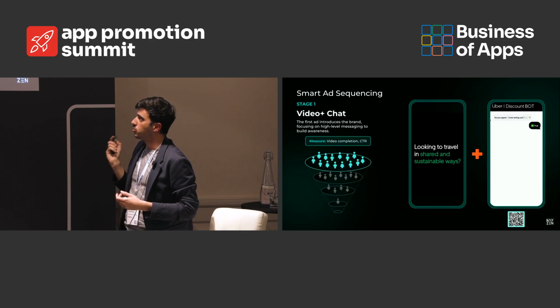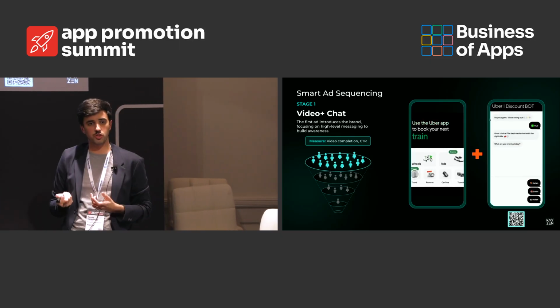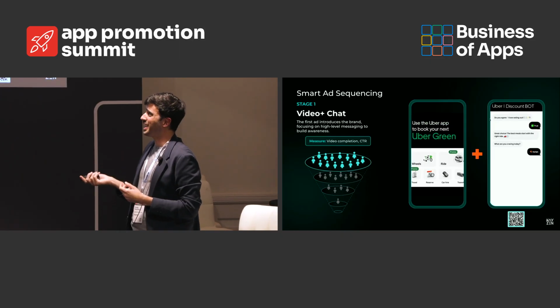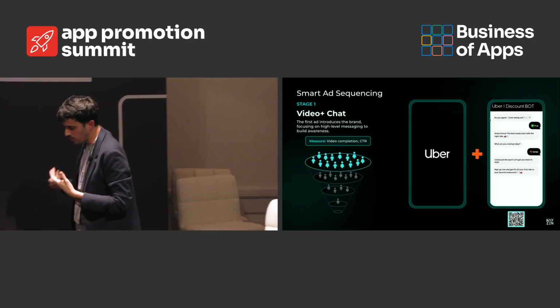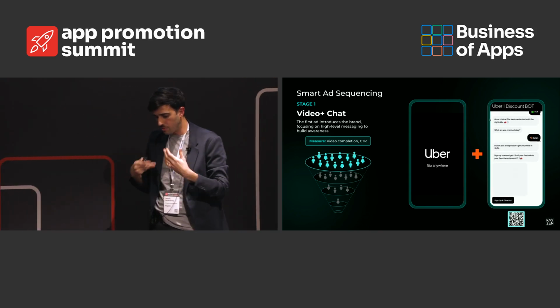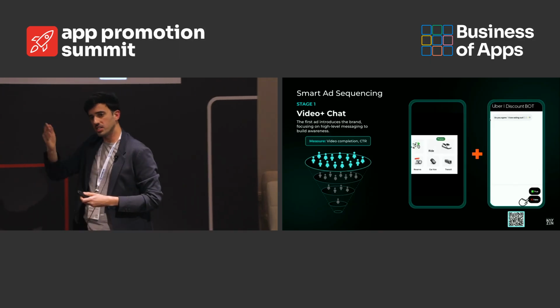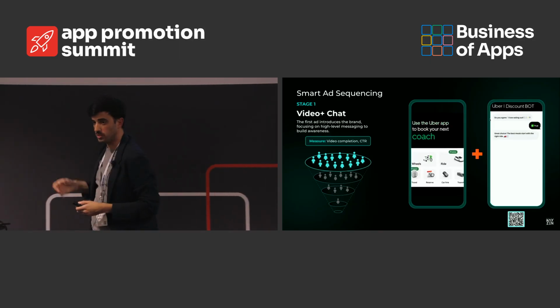First of all, which I think is one of the coolest ones, it's smart ad sequencing. This is the second use case, after the one we already discussed with the heat map. It's how can we use these interactive end cards and leverage all the data points that we pick from users to sequentially target these users and drive them through the conversion funnel.